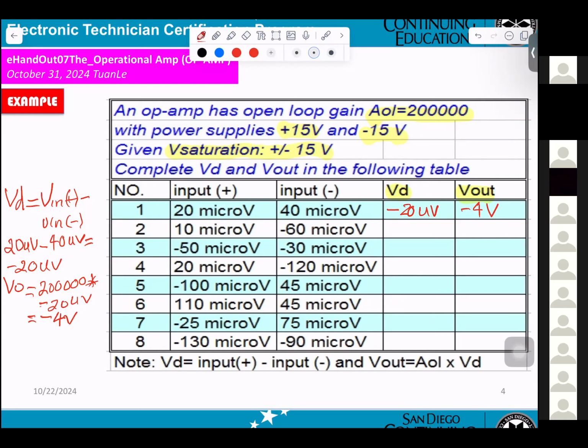Okay? Now you do number 8 for me. They have already given you the formula here. Okay, go ahead and do the calculation. You have to do it. If you don't know what to do, let me know.